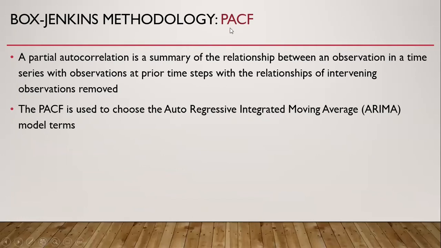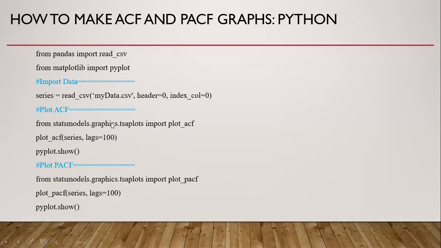Now, partial autocorrelation function. A partial autocorrelation is a summary of the relationship between an observation in a time series and an observation at a prior time step, with the relationship of intervening observations removed. So it is the correlation between values at two time steps, removing the correlation of the values in between. The PACF graph is used to choose the autoregressive integrated moving average model terms. This we will see now.